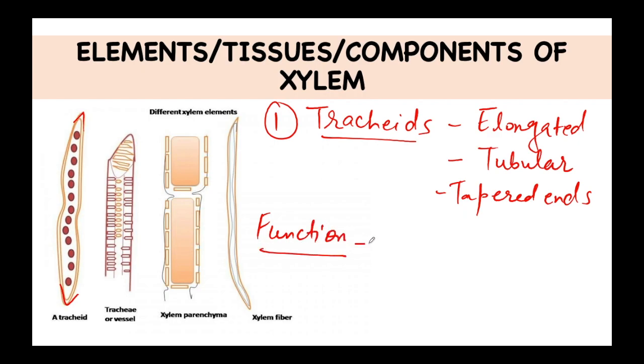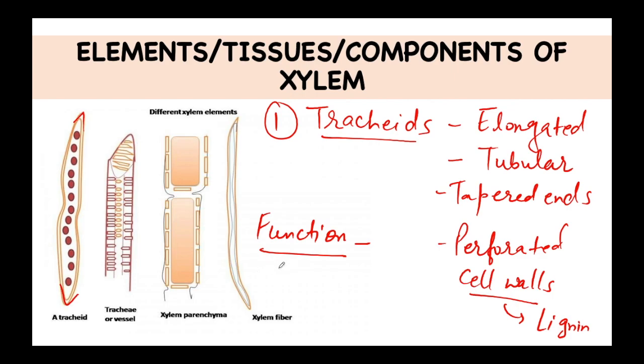Now, what is the main function of tracheids? And yes, one more important thing before I proceed to the functions of tracheids. The cell wall of tracheids is perforated. Perforated cell walls means they have perforations or pits or pores. Now come to the function of tracheids. So tracheids are involved in the transportation of both water and minerals.